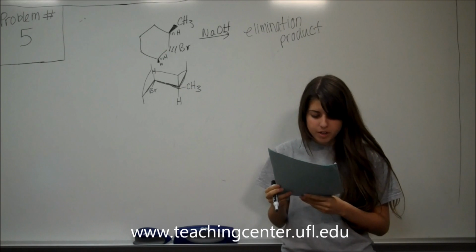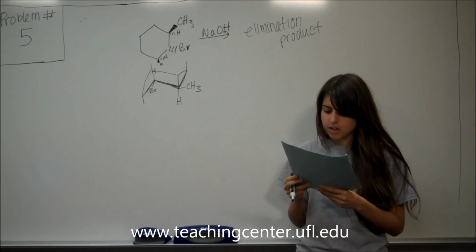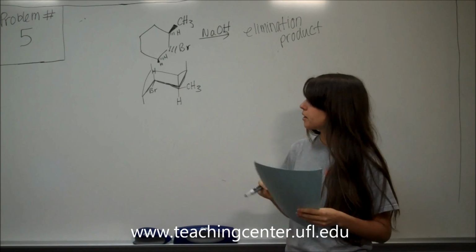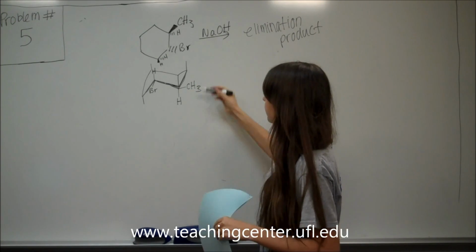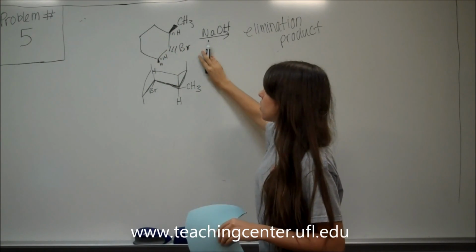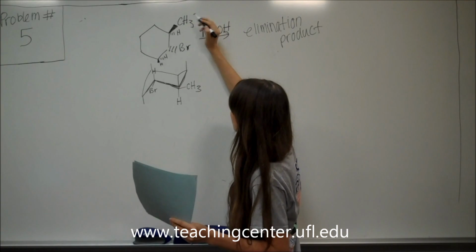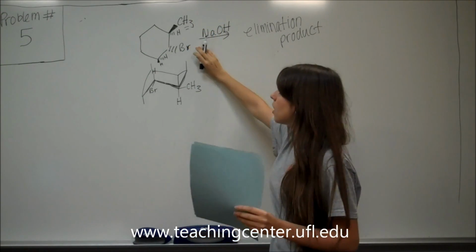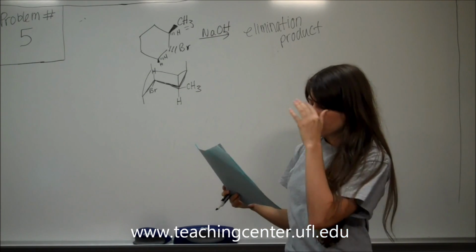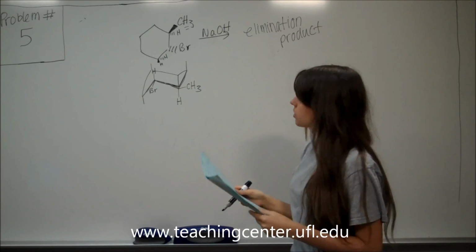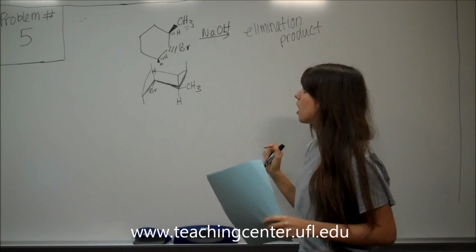...be the major elimination product of trans-1-bromo-2-methylcyclohexane in the presence of sodium hydroxide. So I drew out sodium hydroxide, and I drew out this molecule. I drew it to reflect the answer choices, with the CH3 in the same position that they drew it in the answer choices, to make it a little easier to see. Now I want to figure out the major elimination product.